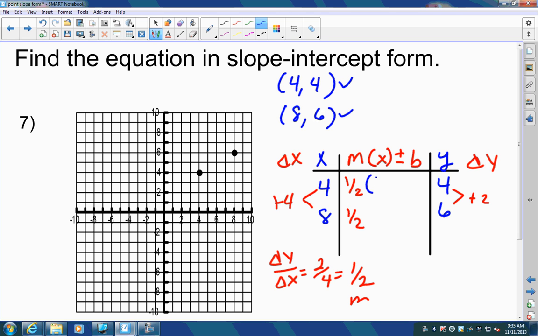If I put 1/2 in there, I could have 1/2 times 4. Well, what's 1/2 times 4? What's half of 4? 2. What do you have to do to 2 to get to 4? Add 2. Well, does it work for this one? Half of 8 is 4. 4 plus 2 is 6. My equation becomes y equals 1/2 x plus 2. Same thing we did by using the graph. We just use this table right here, and you can do it both ways and find the same answer.